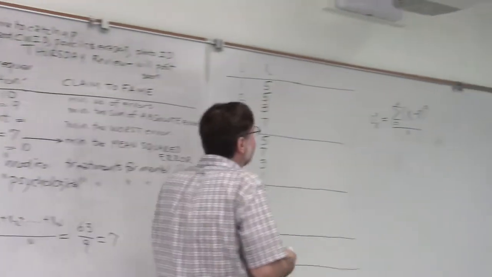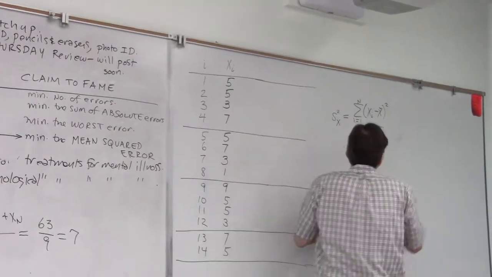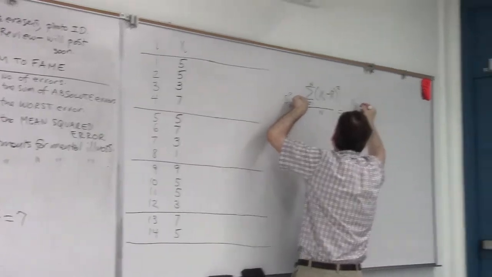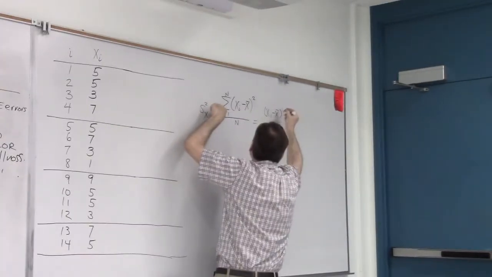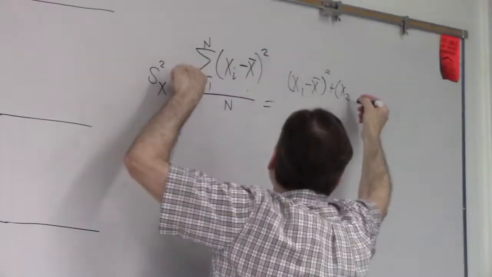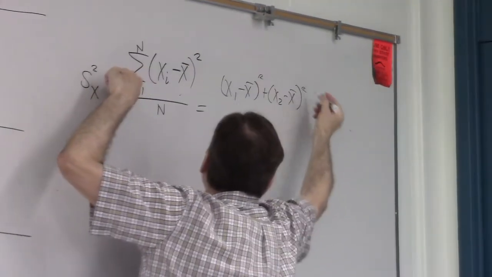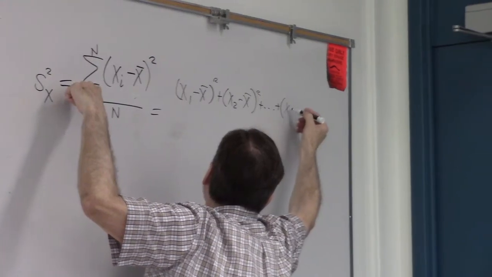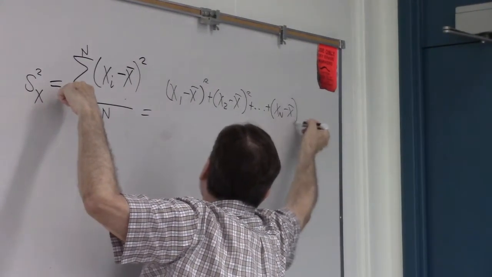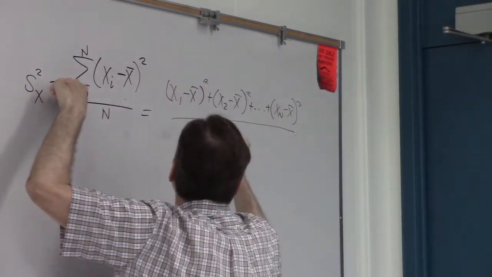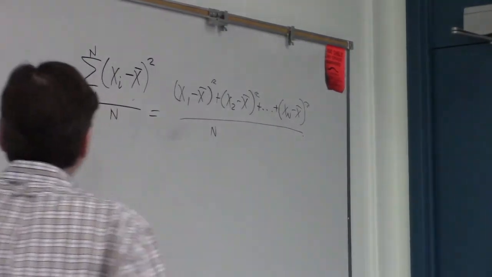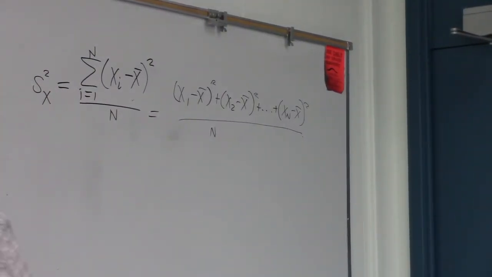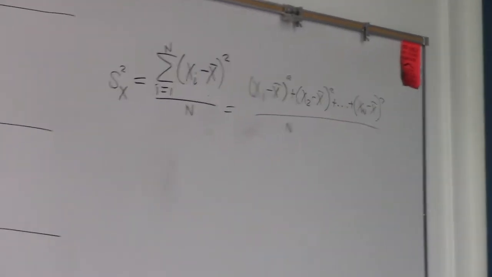So what we need to do, according to this formula, is take the sum of x1 minus x bar squared plus x2 minus x bar squared plus, and so on up to xn minus x bar squared, all divided by n. So we need to find each of these numbers, subtract the mean. Well, that means we need to find the mean.